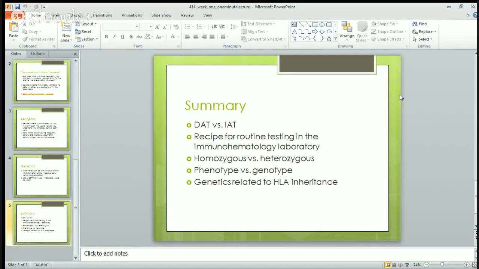Make sure you understand the difference between homozygous and heterozygous and how that affects the results that we see within the blood bank. Also understand the difference between phenotype versus genotype and which one we test to detect within the blood bank. And also the genetics related to HLA inheritance. They can be very complex. So if you work on that now to help you understand, that will make what you're learning later on much easier as we move forward through this course.